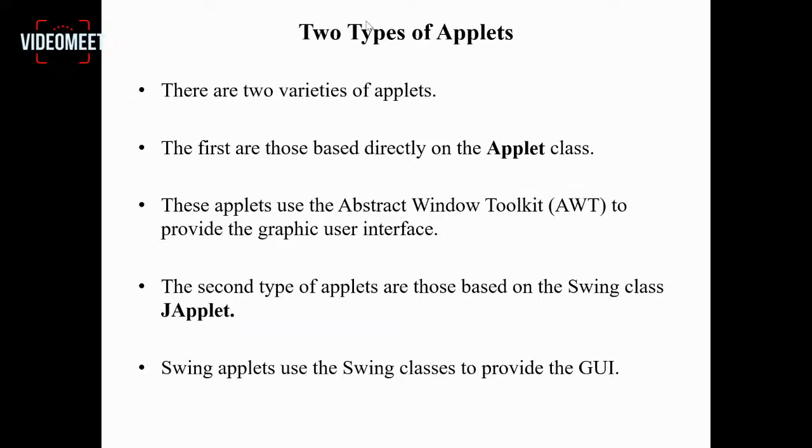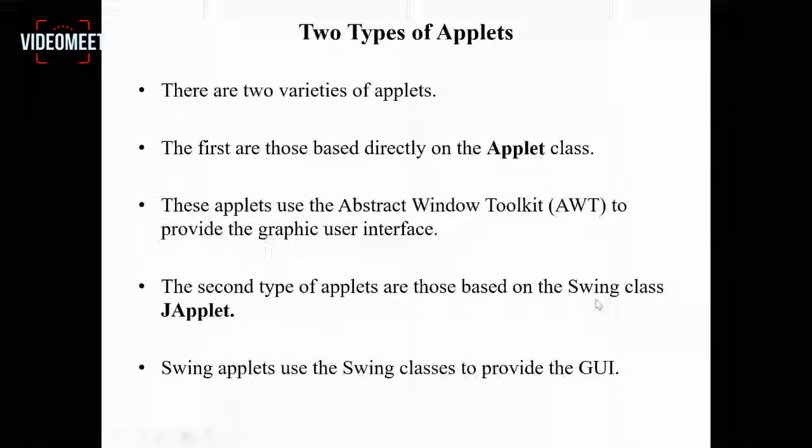The first one is directly based on the Applet class. These applets use the Abstract Window Toolkit to provide the GUI window. And the second type of applets are those based on the Swing class. Swing is another advanced concept in Java. It is the next level after AWT. Just like AWT helps us in creating window-based application programs using Java, Swing is another advanced concept, which is richer in features when compared with AWT.